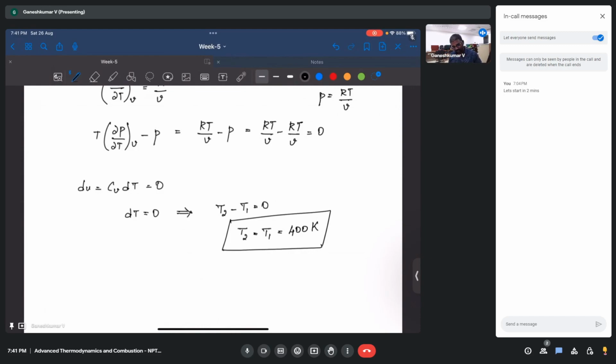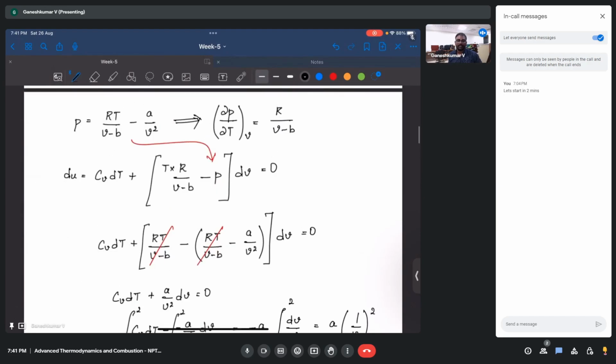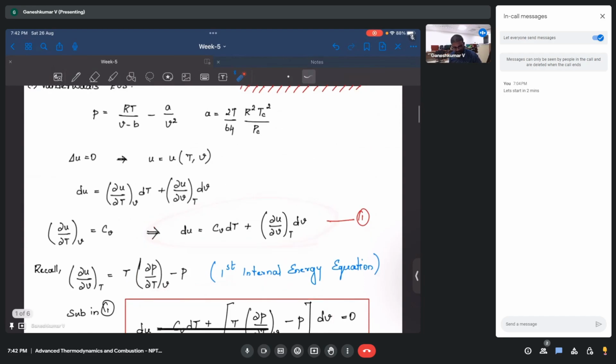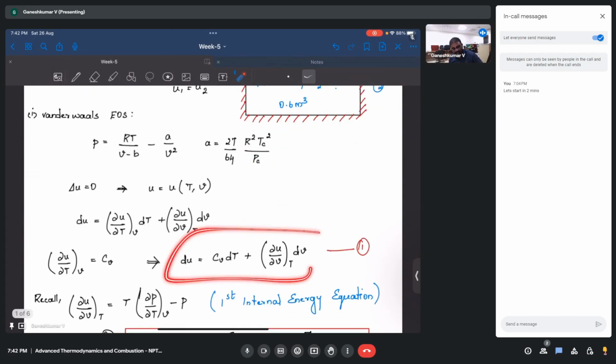Alright, so this is how you use the property relation for any given gas. It need not be an ideal gas, it can even be a real gas. This equation is going to remain the same for any gas, so we can use this relation for any gas and find the change in internal energy. That is one of the advantages of these properties. And people can also construct the property tables using these relations, whatever relations we studied.